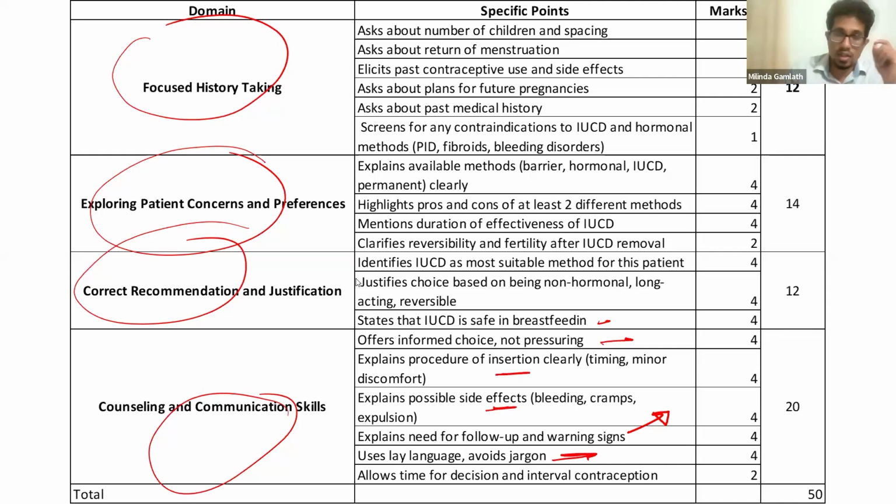And also at the end, you need to give them time for decisions, right? You need to tell them, okay, you don't need to decide now, you can go home, you can talk with your partner, you can talk with your husband, and come back and tell me. And you correctly said the interval contraception. Until then also, you need to emphasize to them that there's a chance of them getting pregnant, so they need to use some sort of interval contraception in the meantime, right?